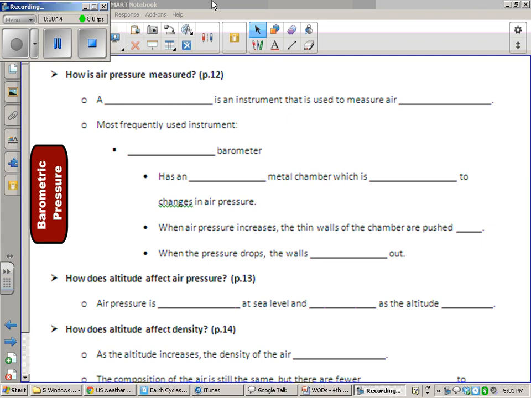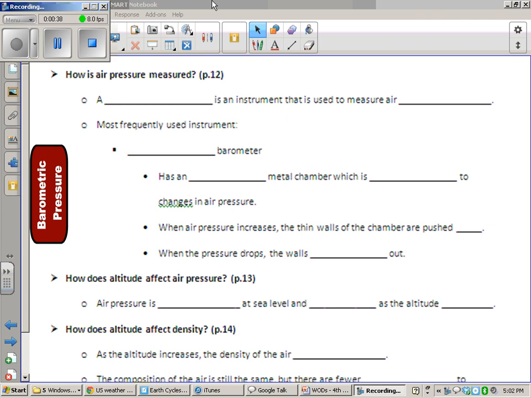Last class we talked about the properties of air. We investigated with that using our balloons, and we found out that air has mass. And so because air has mass, it also has other properties like density and pressure. And so today we're going to be talking about how the air pressure is measured.